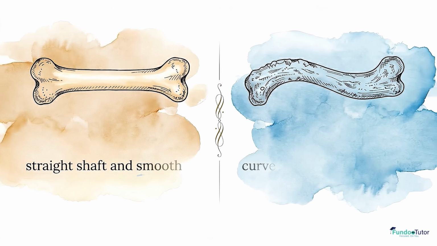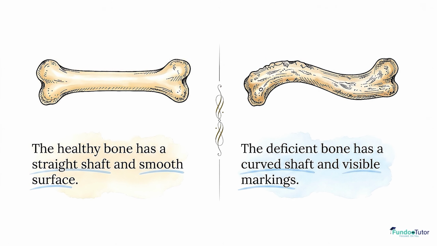And last up for this section, comparison questions. The key here is just to state the visible structural differences you can see. Don't guess, don't infer, just say what's in front of you. For example, you can clearly see the bone on the right has a curved shaft, while the healthy one is straight. That's a perfect point for a mark.